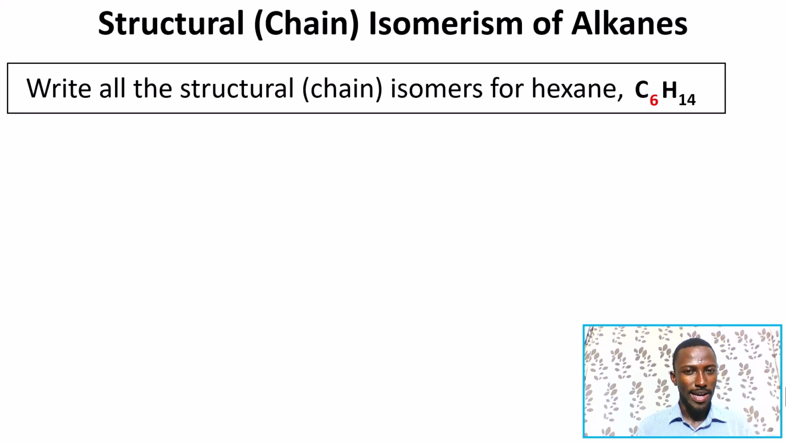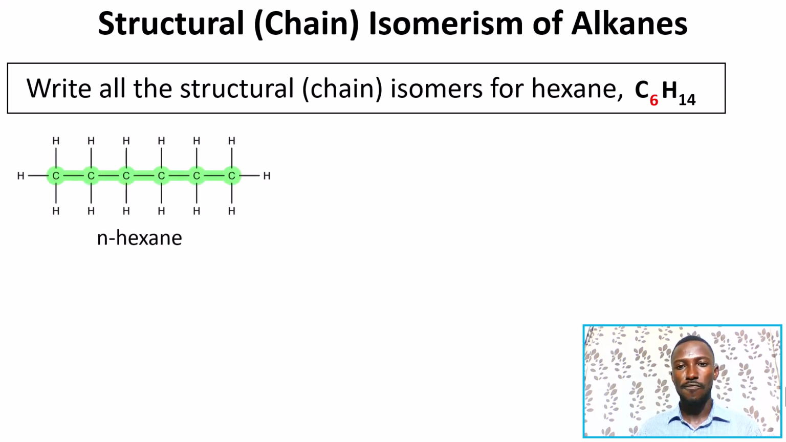C₆H₁₄. So I dare you to pause the video and write all the possible isomers and see if they correspond or match with the one we will get. So write all the structural chain isomers of hexane, C₆H₁₄. So this is the first isomer, n-hexane.